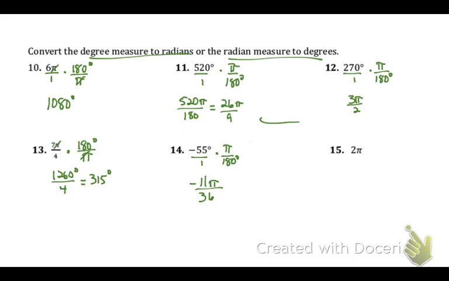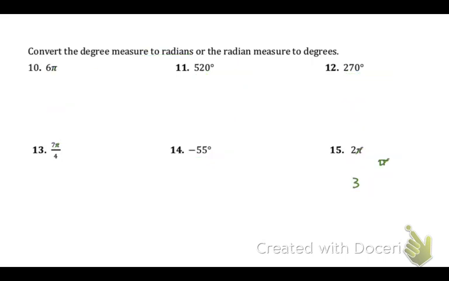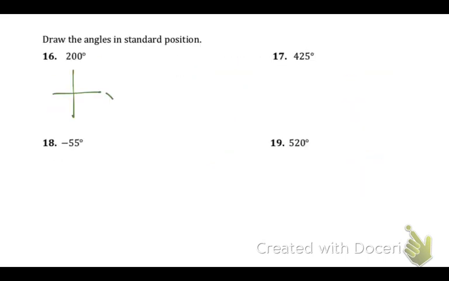Number 15, 2 pi, that is radian now. We're going to convert it to degrees. And I have it wrong there, so I fix it. We're going to take it times 180 degrees over pi, and that will give you 360. Now let's look at number 16. So let me get to it.